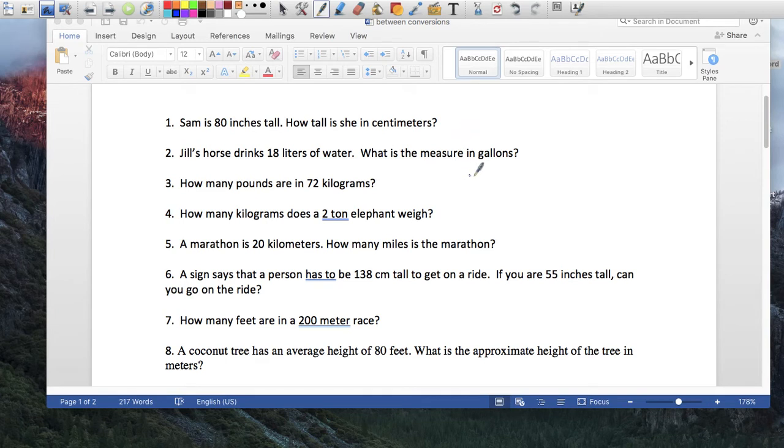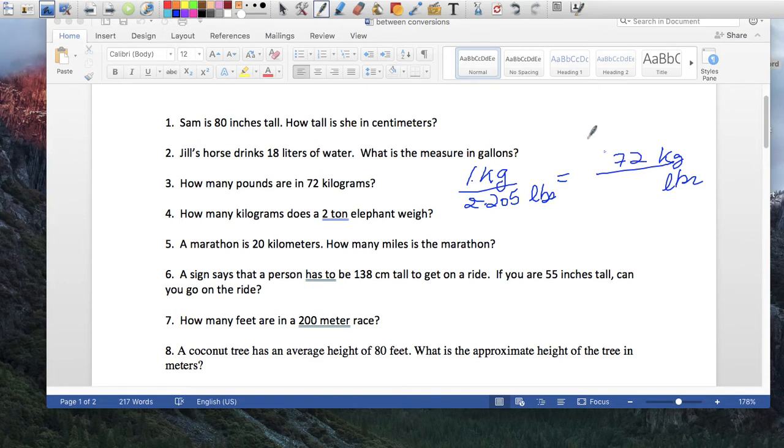Number 3, how many pounds in 72 kilograms? So again, you have kilograms and you want to find out what it is in pounds. So you're going from the metric to the customary, so I'm going to use the left side. 1 kilogram is equal to 2.205 pounds. Let's just use LBS for pounds. Kilograms on top, pounds at the bottom. And we have 72 kilograms.